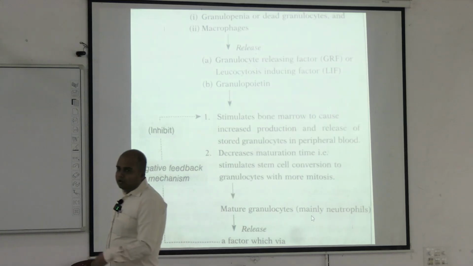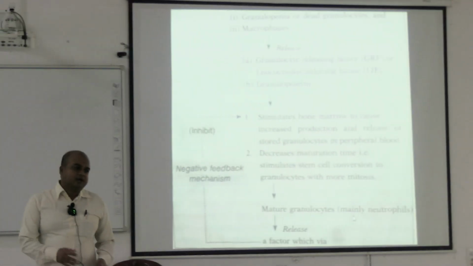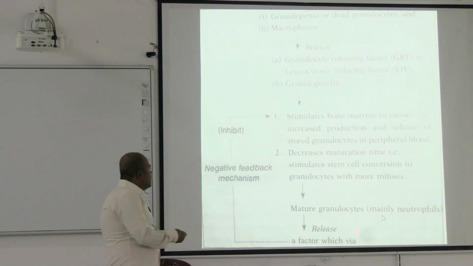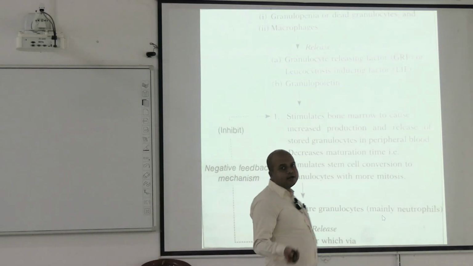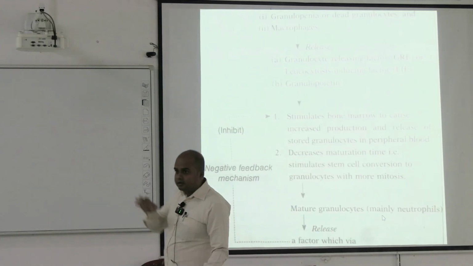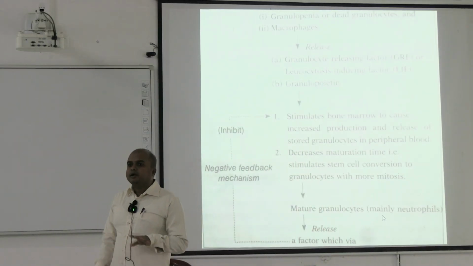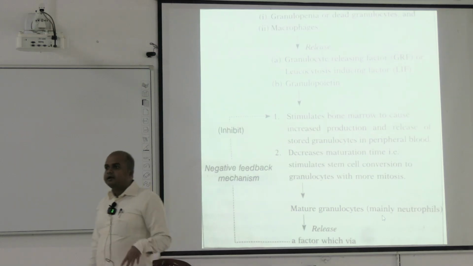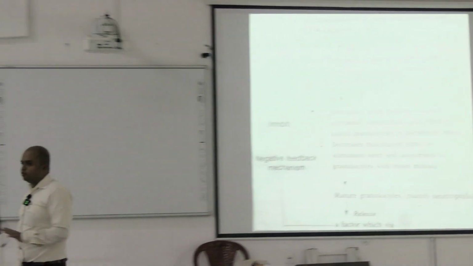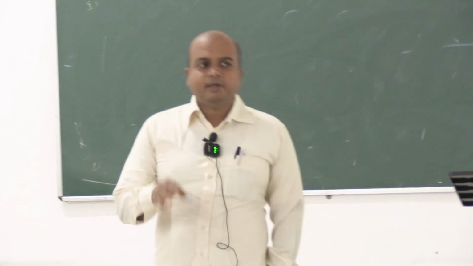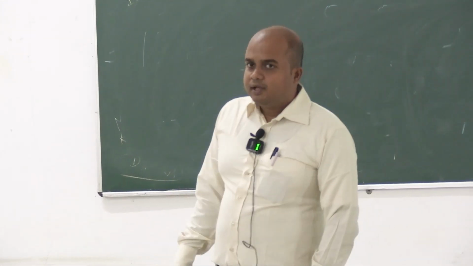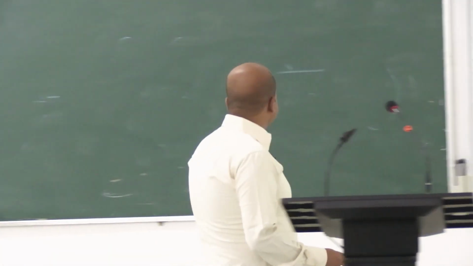So, whenever granulocytes are decreasing in number, there is some granulocyte releasing factor, some granulopoietin, which stimulates the bone marrow to increase the number of granulocytes. Then mature granulocytes release a factor, not yet identified, so that overstimulation of the bone marrow is prevented, and the number of granulocytes is maintained at the optimum, which is not too much and not too less.